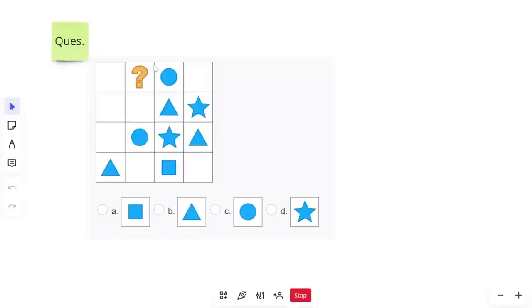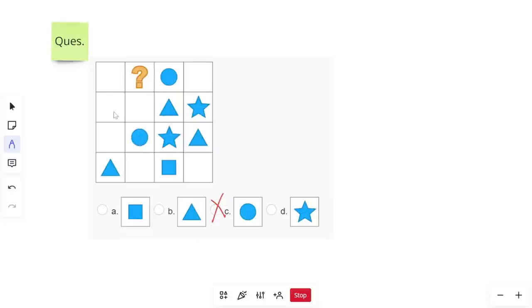Let's look at this question, guys. In this question, actually we have to find out what will come in the place of question mark. Okay, and we are given these options. So which symbol will come in the place of question mark, that we have to find. So first let's try to eliminate the ones which cannot come. So see, circle cannot come because circle is in the same column and in the same row. So one symbol cannot come twice in the same column or same row. Okay, so that is why we have eliminated circle.